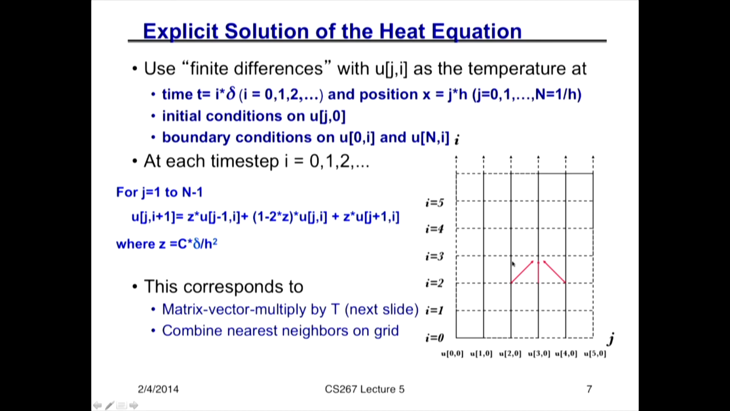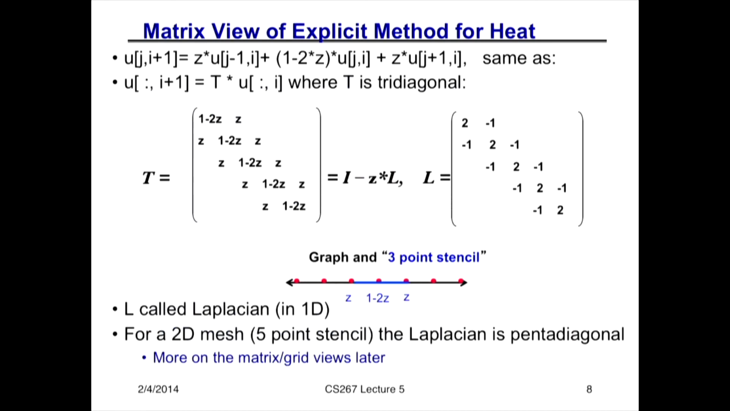So let me just write down that matrix and then think about what it looks like. So I've just written down that equation again, and I'm saying let's recognize I'm doing a sparse matrix vector multiply. So this is the vector of all the temperatures for all the positions at time i plus 1, and time i, multiplied by the sparse matrix T, which I've written here. It's tridiagonal. That's because I only depend on my own value and my left neighbor and my right neighbor. That makes it a tridiagonal matrix.